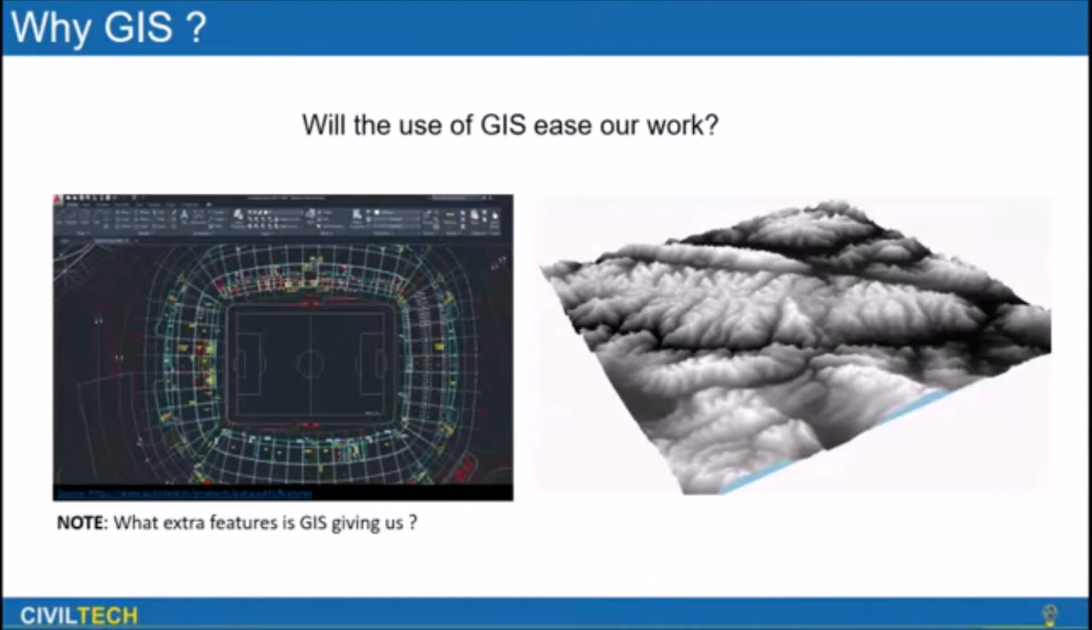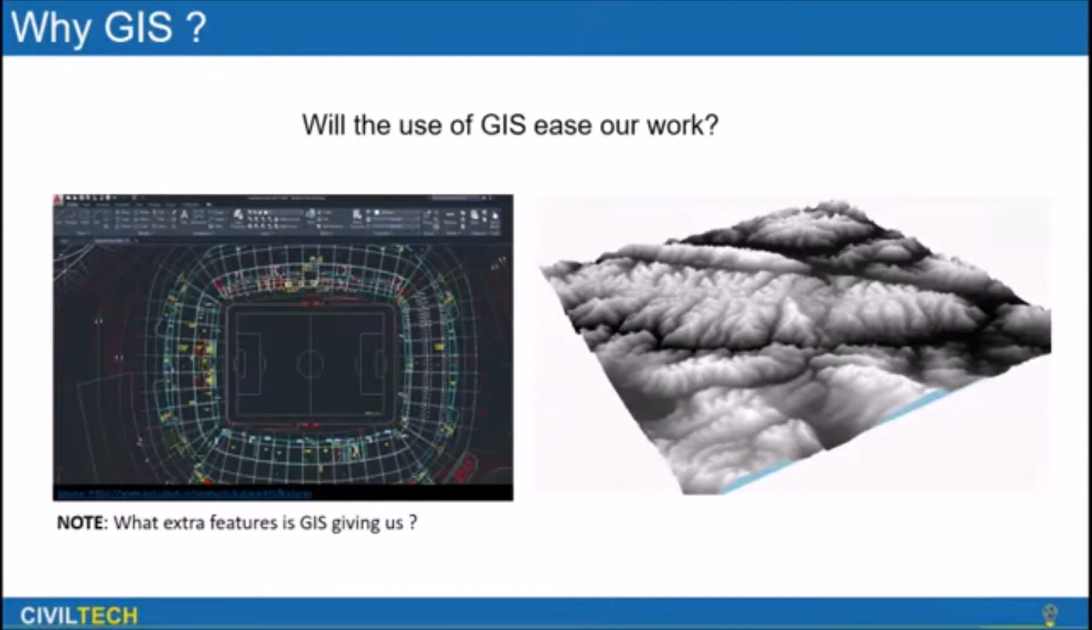So now let us try to understand why exactly we are using GIS, and let us try to compare it with the existing softwares. Let us consider AutoCAD. In AutoCAD, we have been drawing plans. Whatever the building plan is, we just draw using straight lines, curves, everything, right?